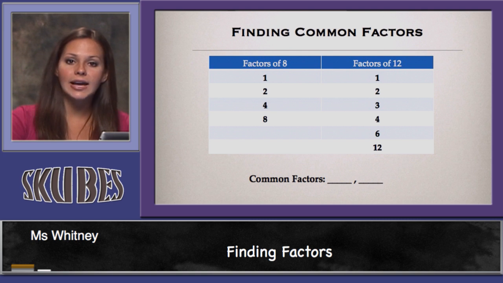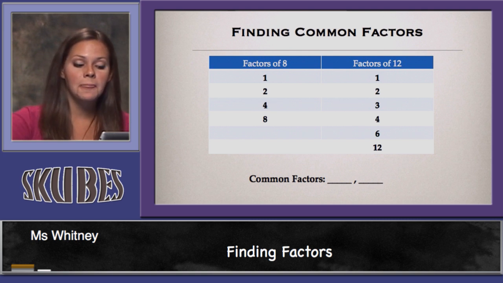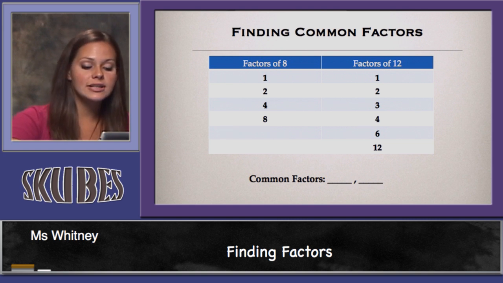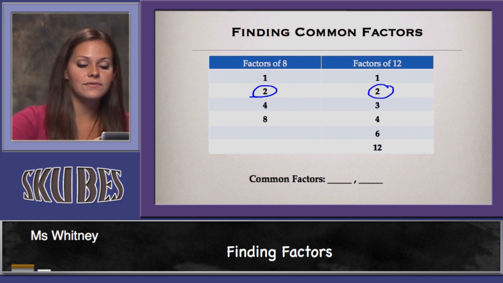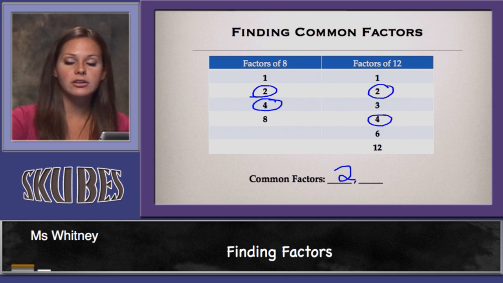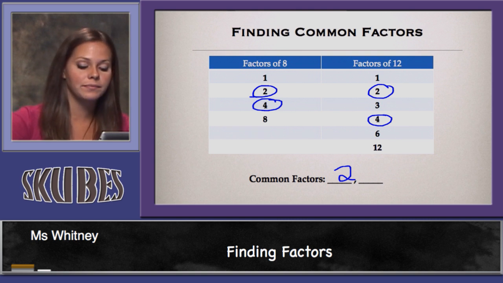Now let's practice finding common factors. I've listed the factors of 8 and the factors of 12. A common factor is a factor that both of those numbers share. So using this table, I can see that 2 is a factor shared by 8 and 12. I can also see that 4 is a common factor shared by 8 and 12.